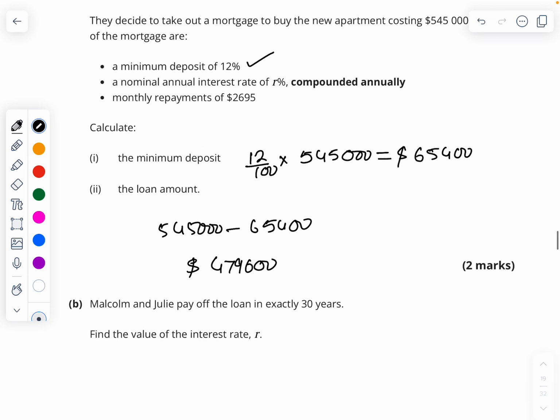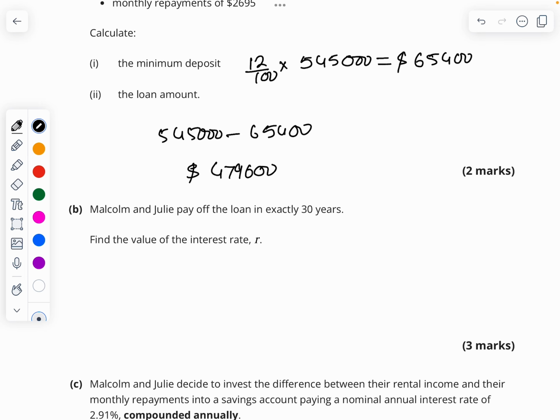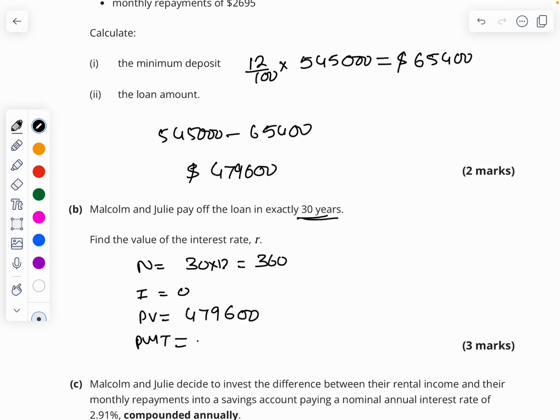479,600. Malcolm and Julie pay off the loan in exactly 30 years. So monthly payment. Over here N is 30 times 12, because monthly payment, 360. Then interest rate we don't know, calculate it out. Present value is going to be 479,600, they are getting it. PMT is going to be minus 2695. Future value is going to be 0. P/Y equals 12. Compounded yearly, C/Y is 1. So calculate the rate of interest. You should be getting 5.54%.